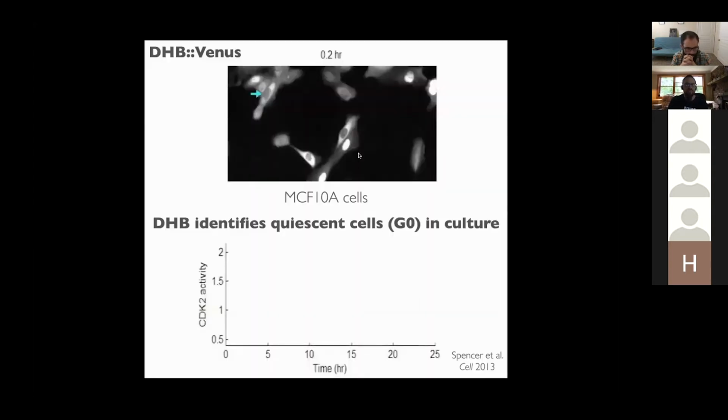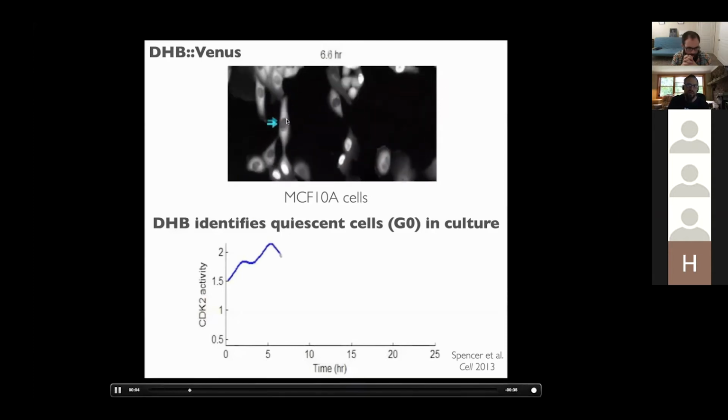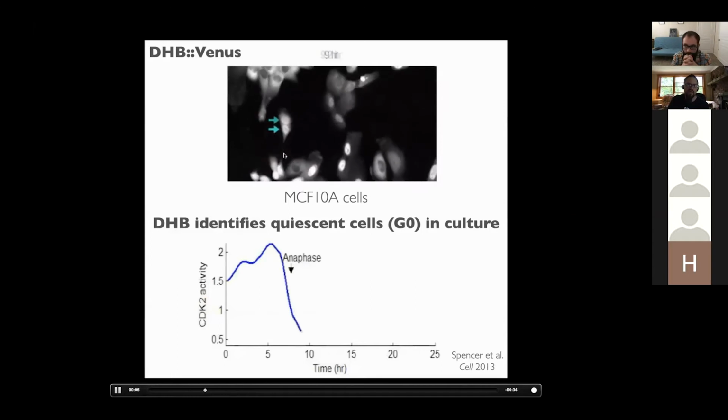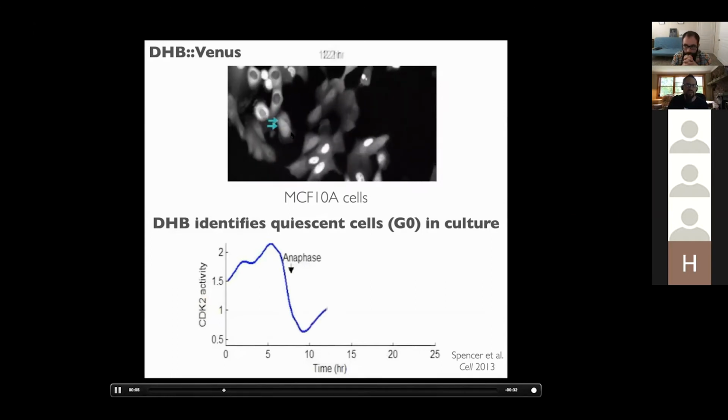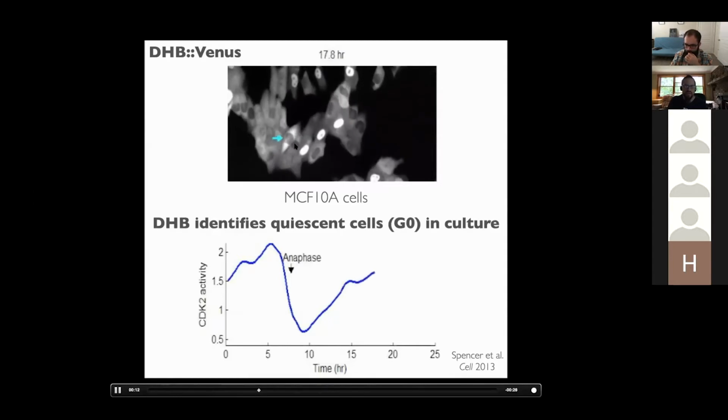And so this is one of Sabrina's movies from her original paper. Here we can follow this cell in blue, which is going to start out with high CDK activity, so in G2, because you see the signal mostly in the cytoplasm. That cell is going to quickly divide right now. And then that cell is going to immediately go into the cell cycle again. So you can see it going to S, back to G2, then it's going to divide again.